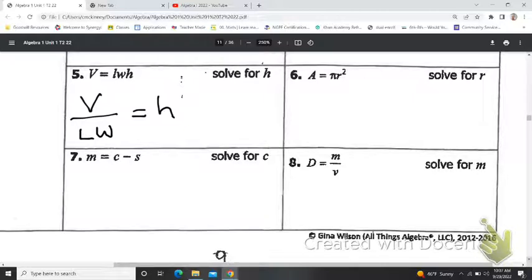So in number 7, we finally have something besides multiplication. If I want C by itself, I can add S to get rid of minus S, and then have M plus S is equal to C.